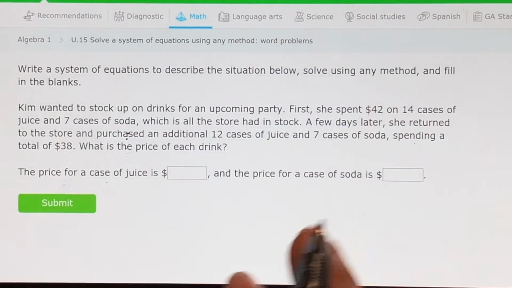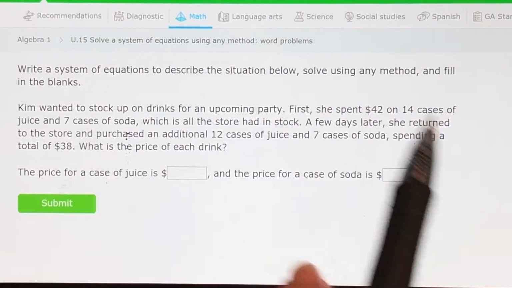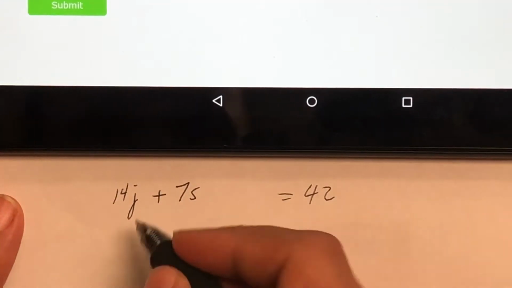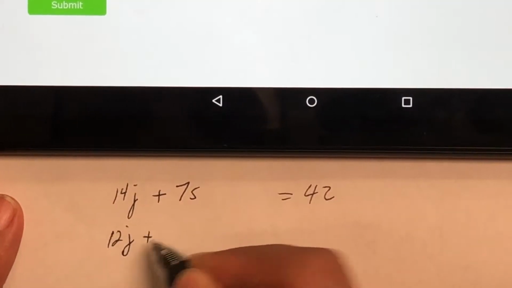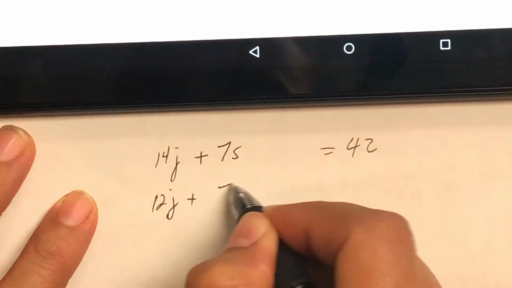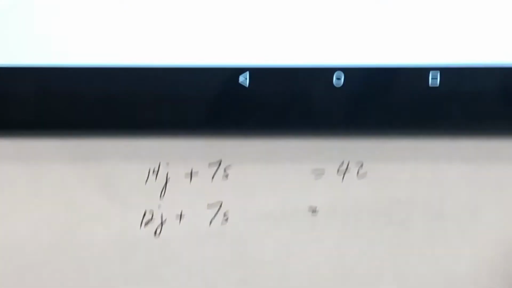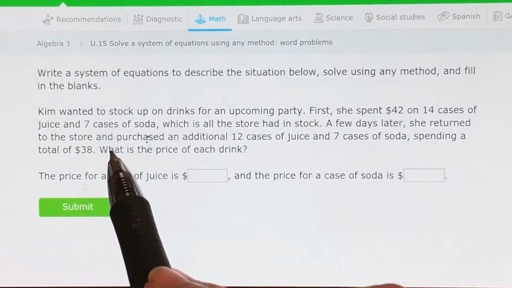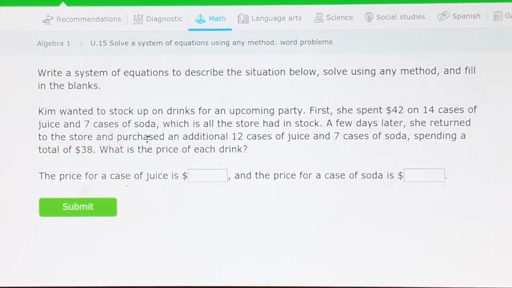A few days later, she returned to the store and purchased 12 cases of juice, so 12 cases of juice plus 7 cases of soda. And how much did she spend total? Spending a total of $38. What's the price of each drink?